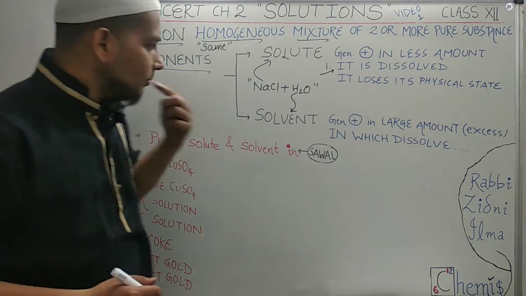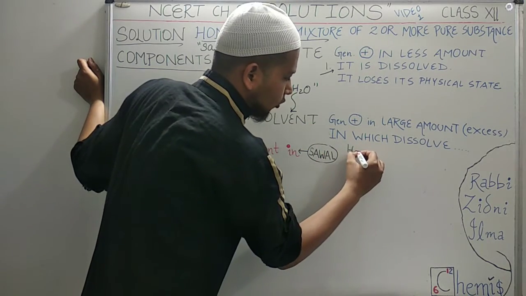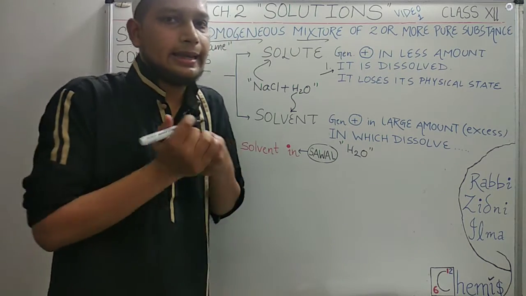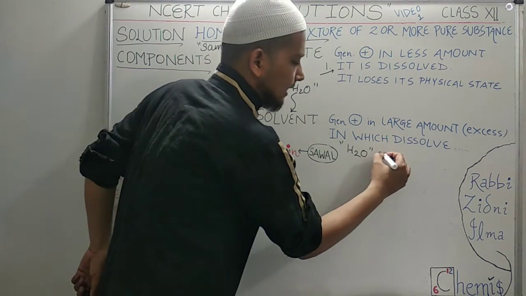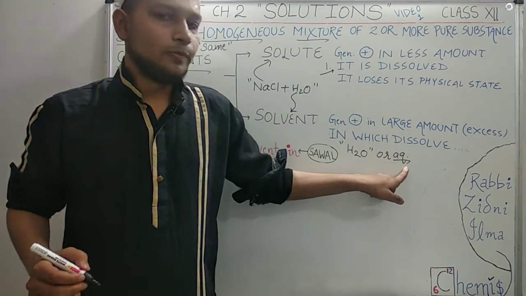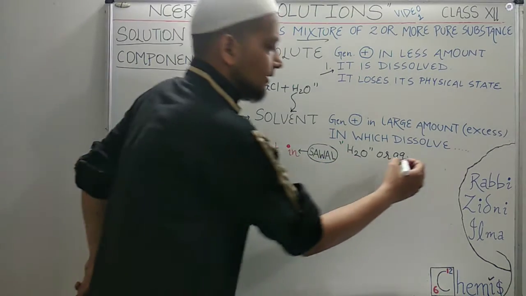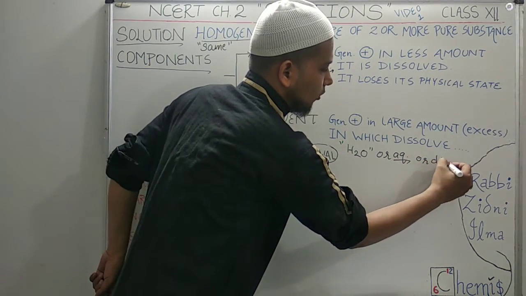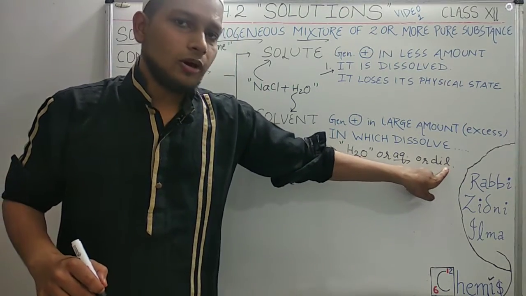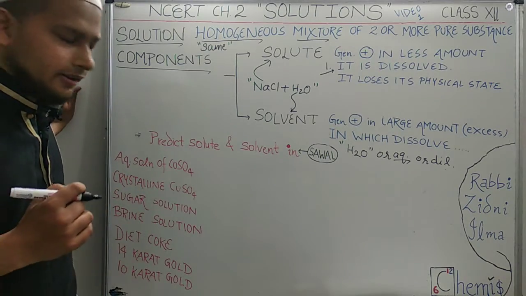Now, what are the common solvents we have? First of all, we have water, the most common solvent. It has 2 other nicknames, 2 other pet names. Examiner calls it aqueous, in short he writes AQ. AQ means he is talking about water. Next, he says dilute or DIL only. It means he is indicating, again, water.